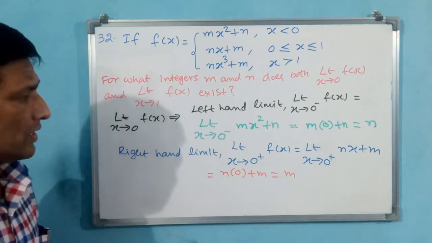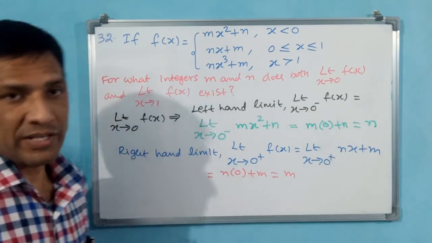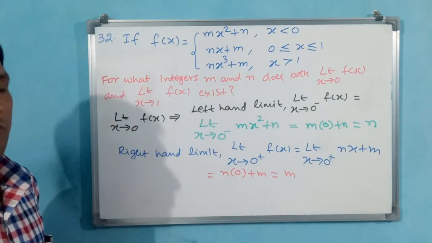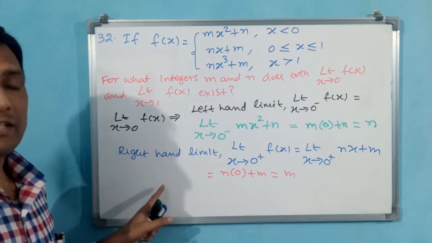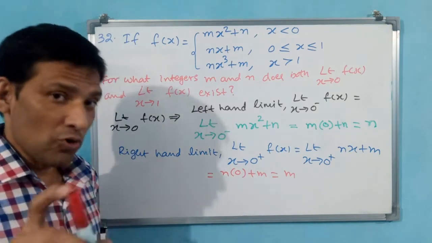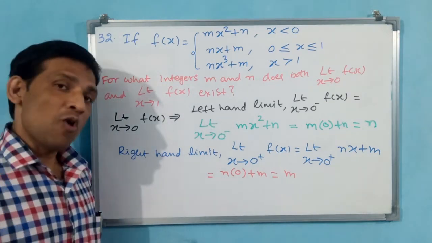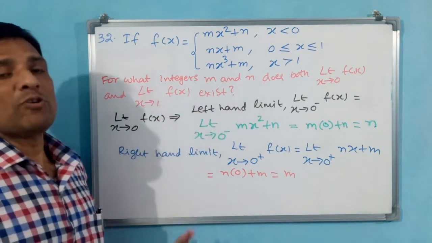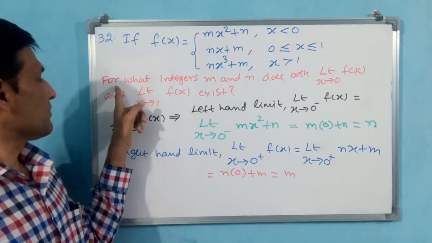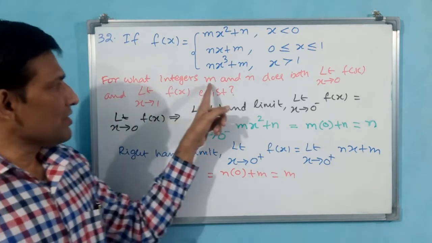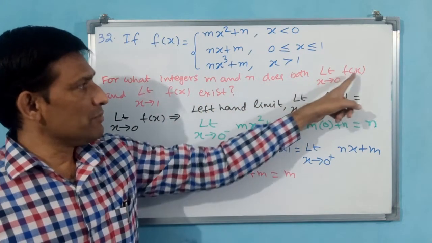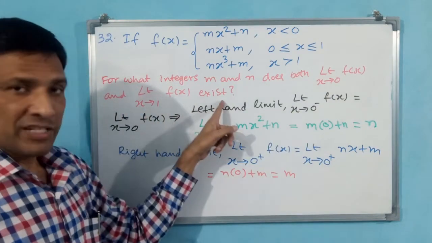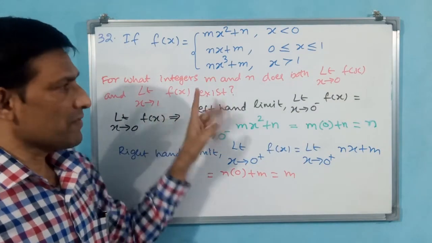Now you see n and m are both not equal. Then what to write? Shall we write limit does not exist at 0? No. They are asking you how to make it equal. For what values of m and n? You see, study carefully. For what integers m and n does both limit x tends to 0 f of x exist and limit x tends to 1 f of x exist?